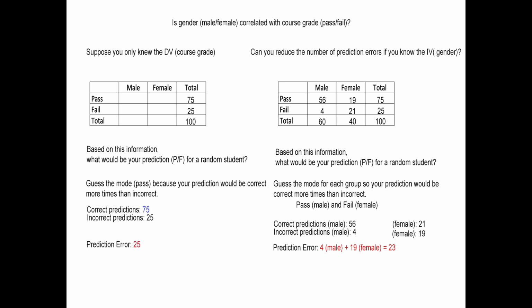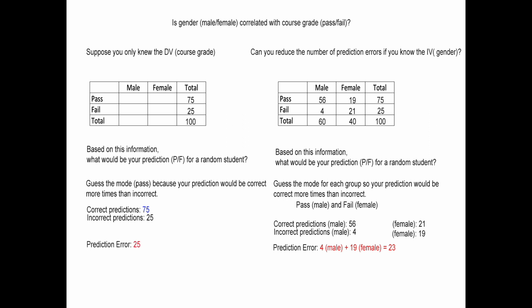So here, looking at males only, we would predict pass, because pass is the modal category for males. In this regard, we would be correct 56 out of 60 times and incorrect 4 out of 60 times. Looking at the female column, we would predict that a female student would fail. Once again, we would pick fail because fail is the modal category for female students.